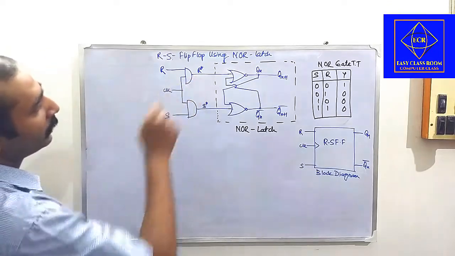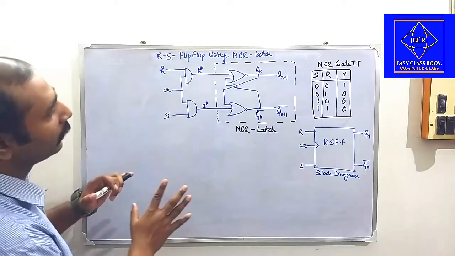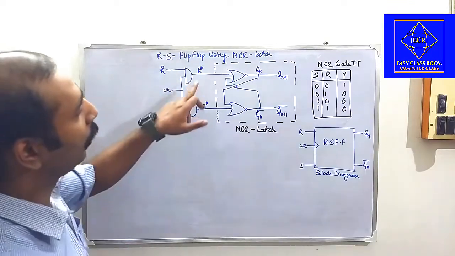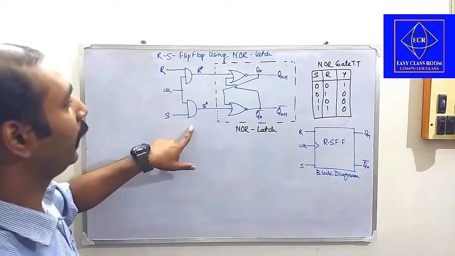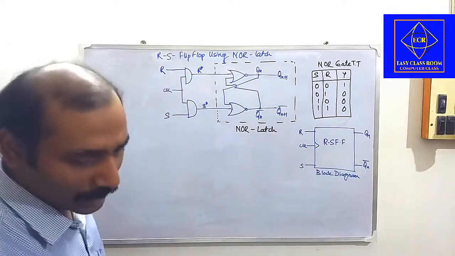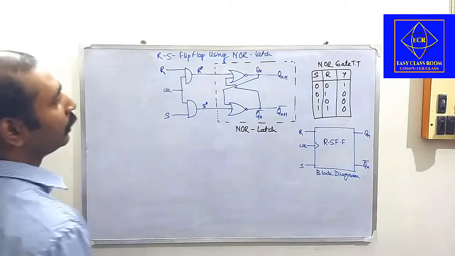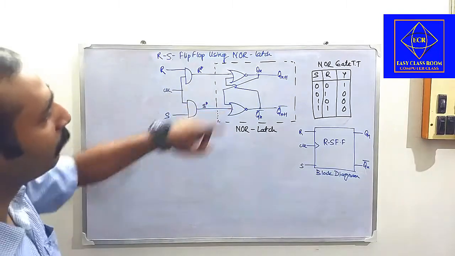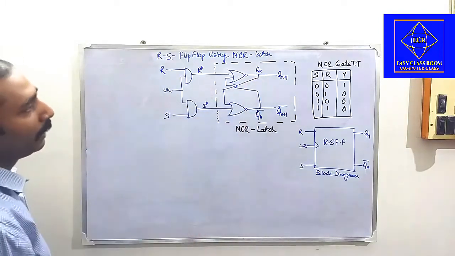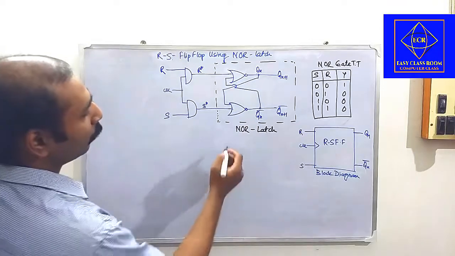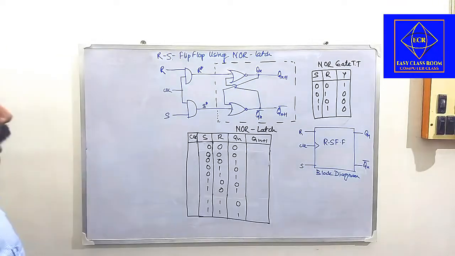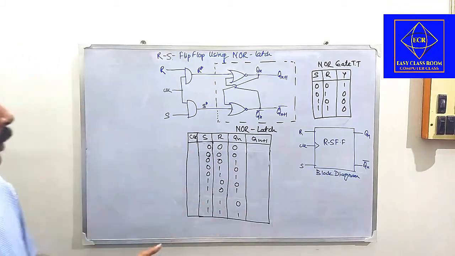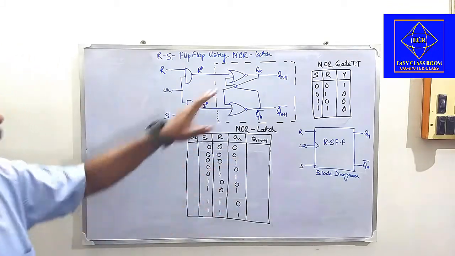So for any given time, this AND gate will have the output as R dash and this will have S dash, or we can say R star or S star. So now what we are doing here, we are giving these inputs and we are trying to find the output signal. Now from here we will put these things into consideration and we will try to find the output of this circuit.